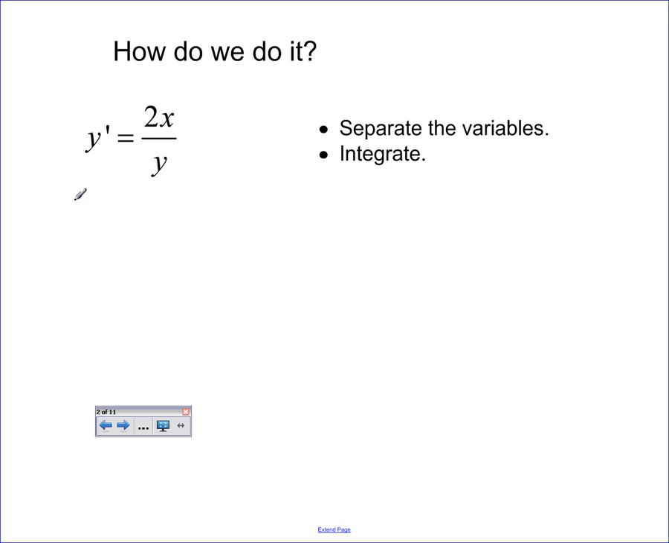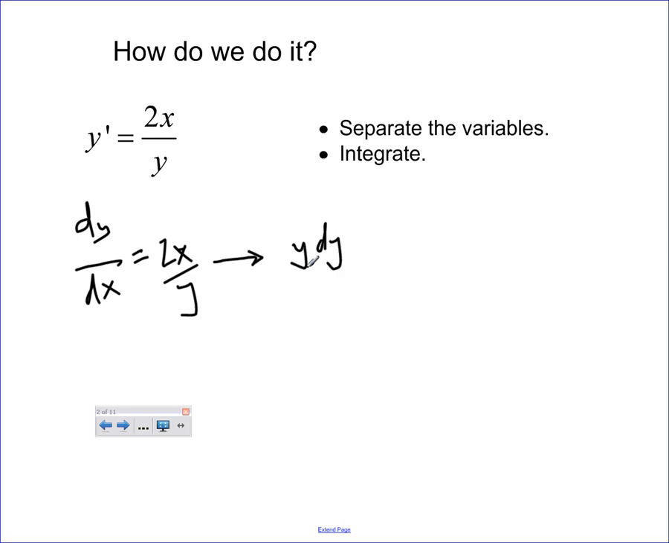When we separate the variables, we want to think about dy/dx, that's what y prime is, equals 2x over y. To separate the variables, we're going to try to get our y's on one side and our x's on the other. If I multiply both sides by y, on this side I'll have y dy, and if at the same time I multiply both sides by dx, on this side I'll have 2x dx. Separate the variables. Get all our y stuff on one side, all our not y stuff on the other side, and then we'll integrate.